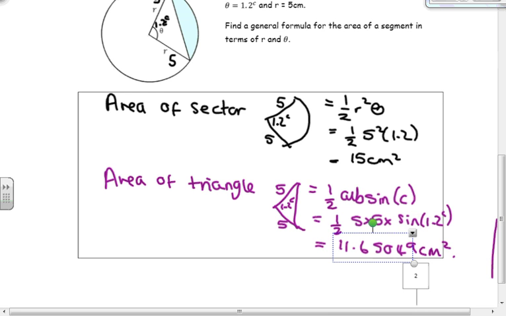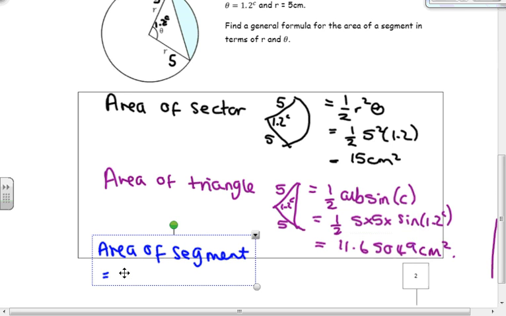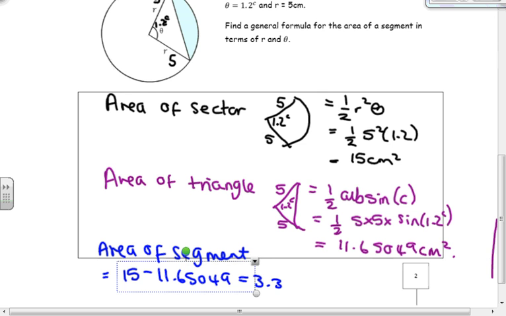So to find the area of the shaded segment, all we have to do is subtract these now. So the area of the segment is equal to 15 minus the 11.65049, which gives us 3.34951 centimeters squared for the area of the shaded segment.